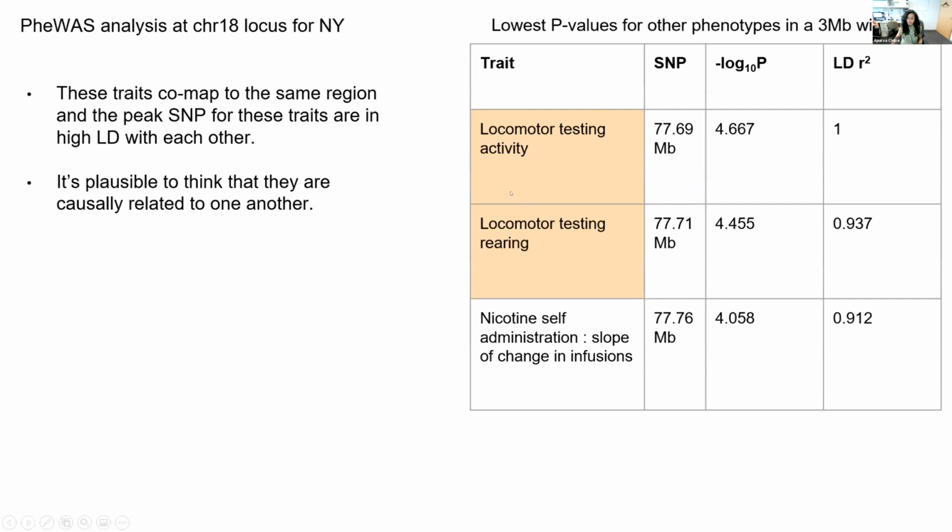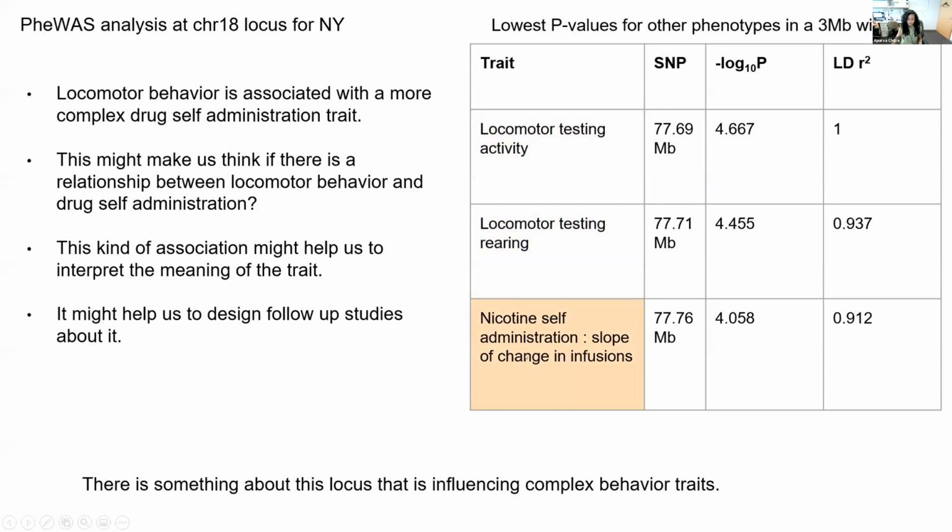The traits that I have highlighted here are from the same behavior paradigm, locomotor testing, and they are different measures of locomotor, which are activity and rearing. But the interesting one that comes up is the nicotine self-administration trait. From this, it shows that the locomotor behavior is associated with a more complex drug self-administration trait. And so this might make us think if there is a relationship between locomotor behavior and drug self-administration.